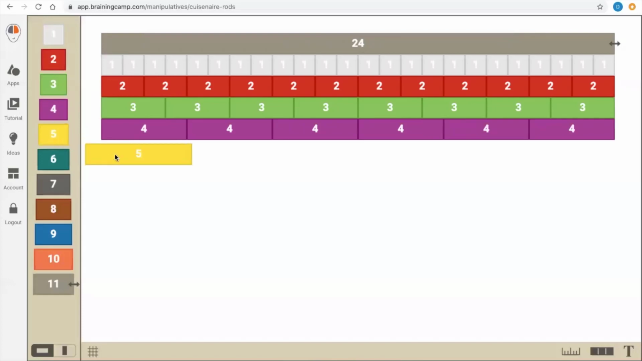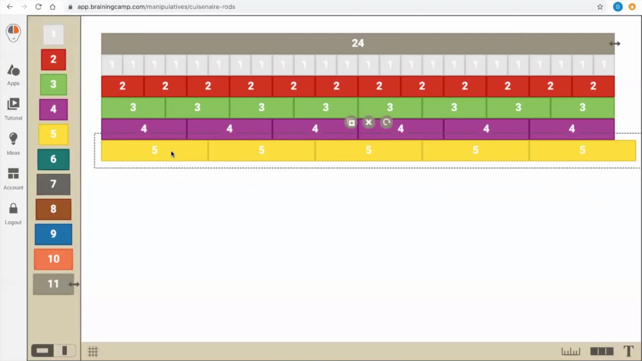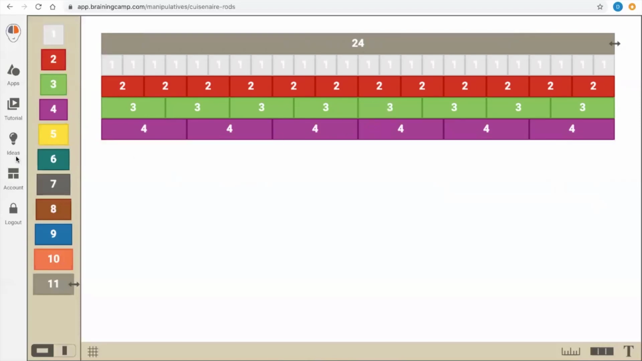We can give fives a shot. So 1, 2, 3, 4, 5. Oh, and we see that those fives do not fit perfectly under 24. So 5 is not a factor of 24.